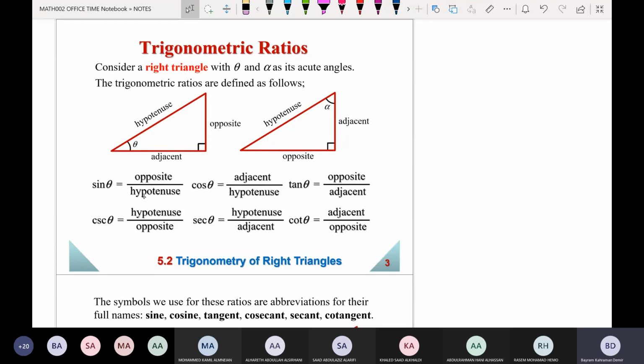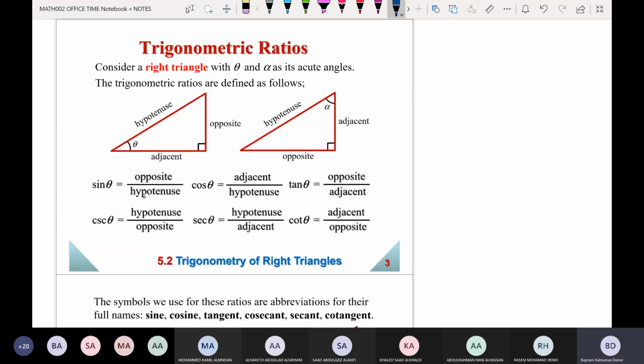If you divide the opposite side by hypotenuse, we're going to call it the sine of theta. I'm sure you guys are also familiar from high school. And cosine of theta is adjacent divided by hypotenuse, and tangent of theta is opposite divided by adjacent.